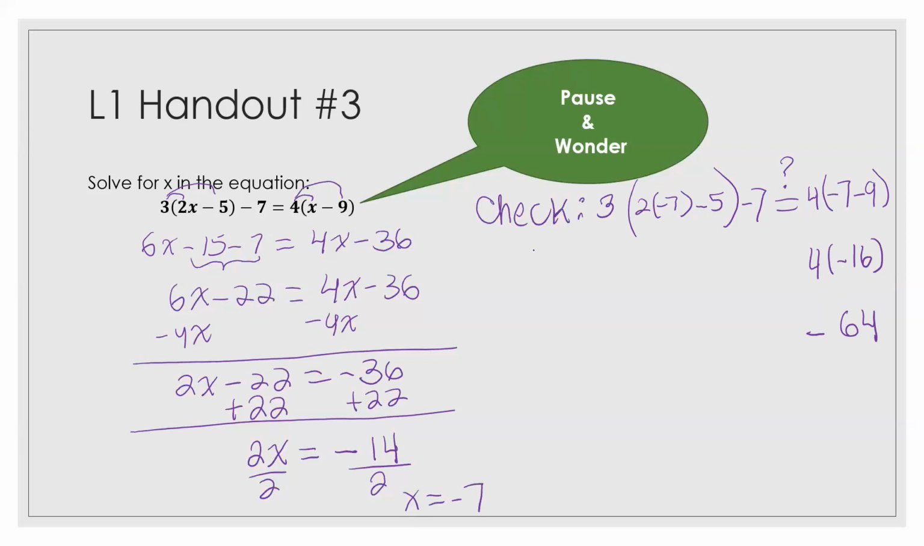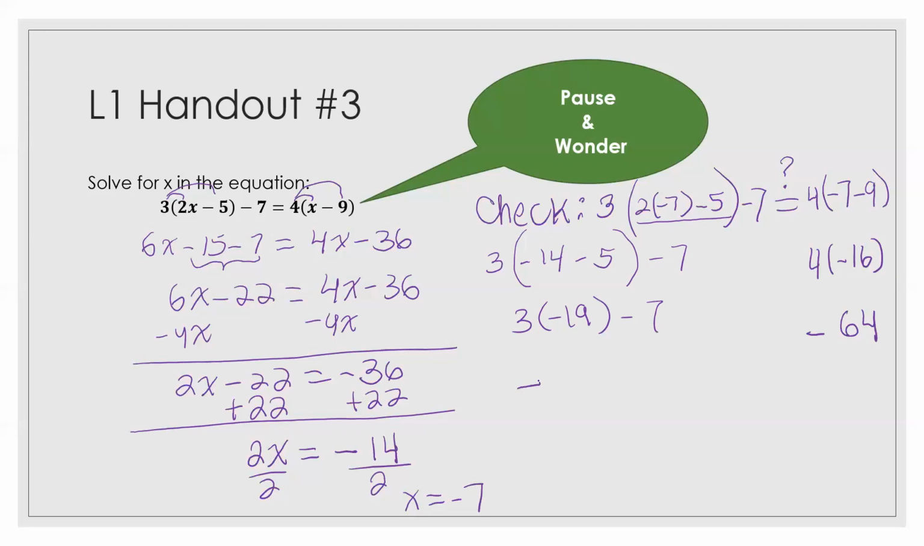So here on the left-hand side, we have 3 multiplied by, parentheses first, order of operation. And within here, we will multiply before we subtract. So negative 14 minus 5 minus 7. Negative 14 minus 5 is negative 19, multiplied by 3. 3 multiplied by 19. Positive times a negative is a negative.